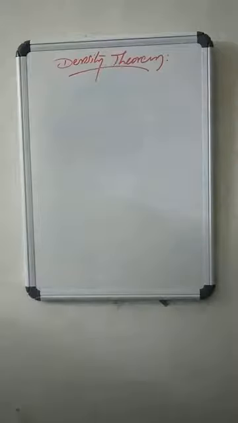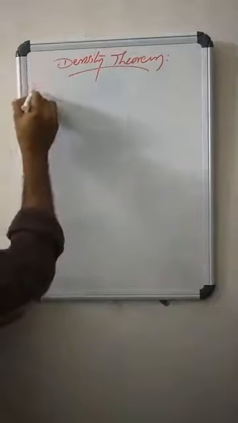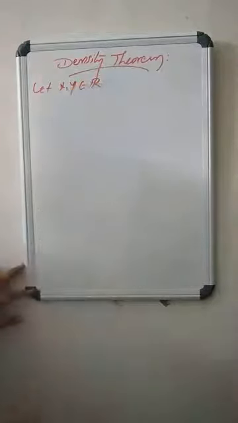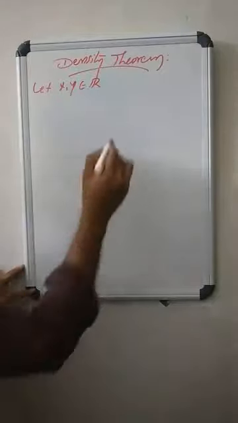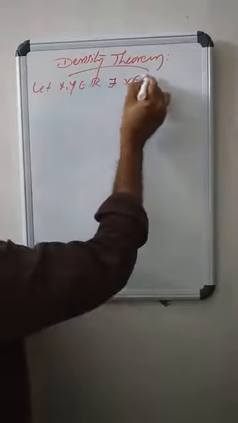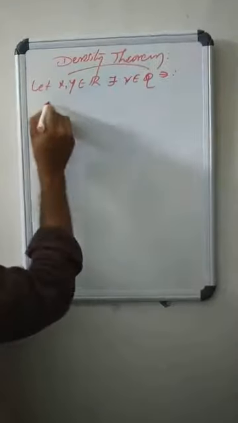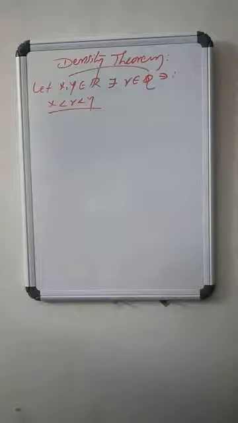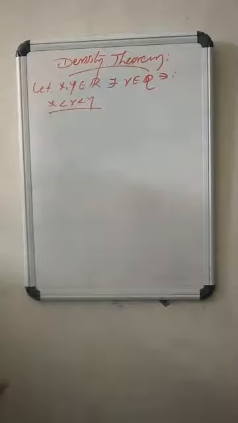What is the density theorem? The statement is: let x and y be real numbers, then there exists a rational number r in q such that x is less than r, which is less than y. This is the density theorem. Actually, there are the density theorem of rational numbers and the density theorem of irrational numbers. This is the density theorem of rational numbers: for x and y in R, there exists a rational number r with x less than r less than y.